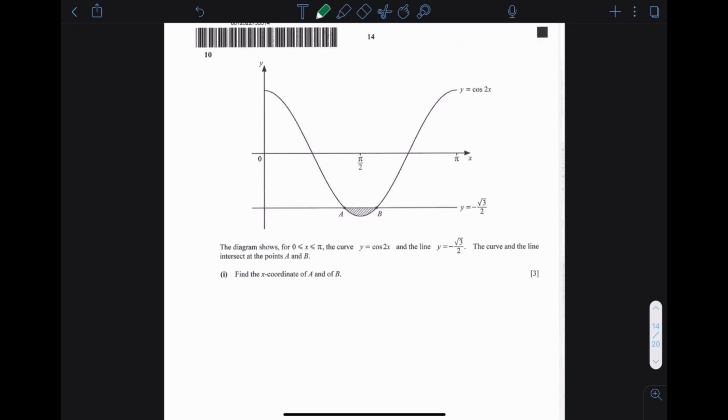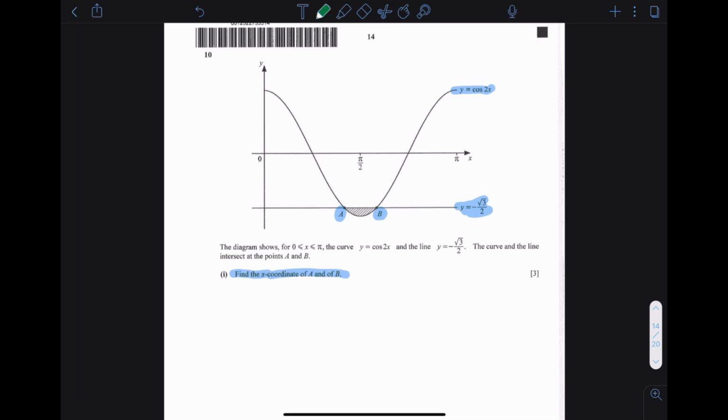Alright, question 10. This is a graph question of trigo. They give us y equals cosine 2x. There's another horizontal line here, passing at point A and point B. The first question is to find out the x coordinate of A and B. So just the x coordinate, no need for the y.